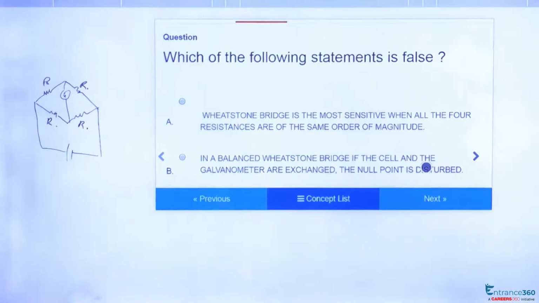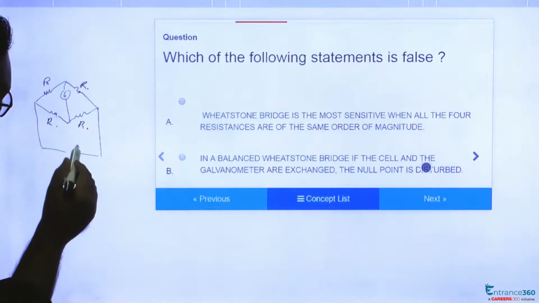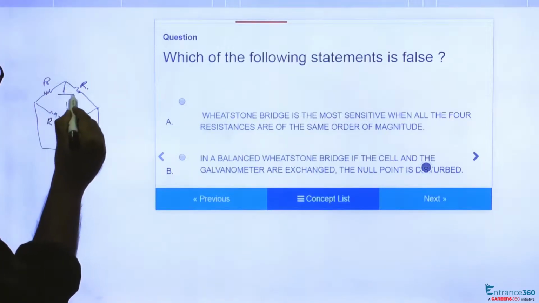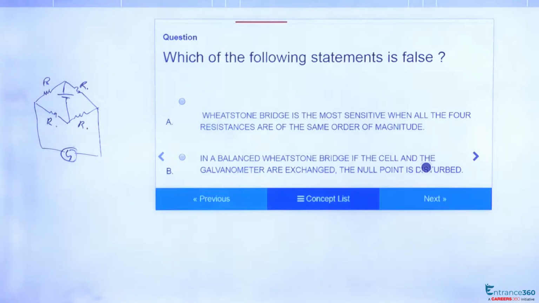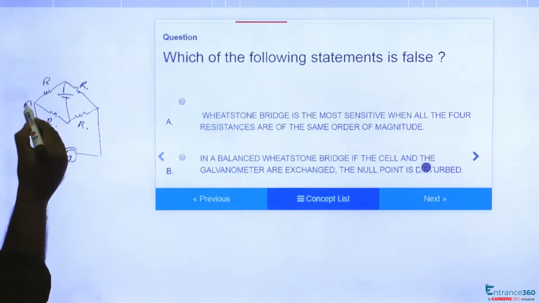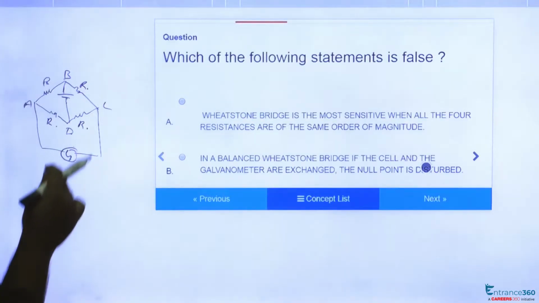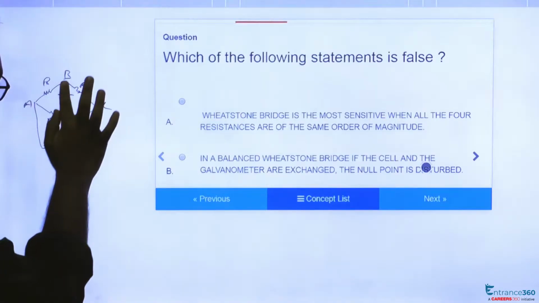The second statement is, in a balanced Wheatstone's bridge, if the cell and galvanometer are exchanged, the null point is disturbed. See, it is like this. We are exchanging the galvanometer and the cell. So we can redraw this as, if we name it A, B, C and D, across B and D we have a voltage source and across A and C we have the galvanometer.